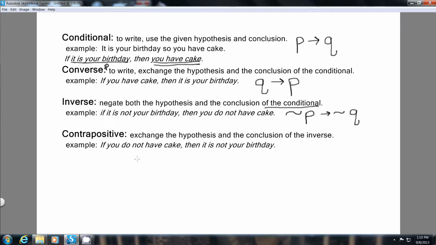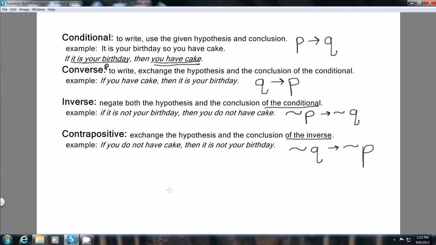The contrapositive is where you switch or exchange the hypothesis and the conclusion of the inverse. So if you do not have cake, then it is not your birthday. In symbols, that is written as, if not Q, then not P. Those are our three conditional statements that are related to the original conditional statement.